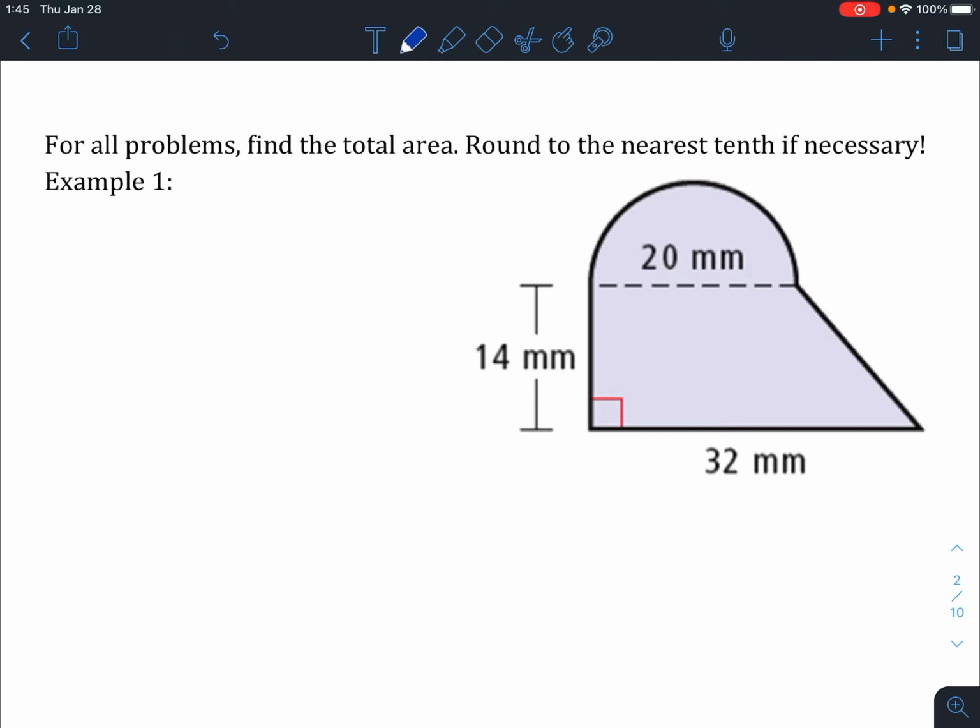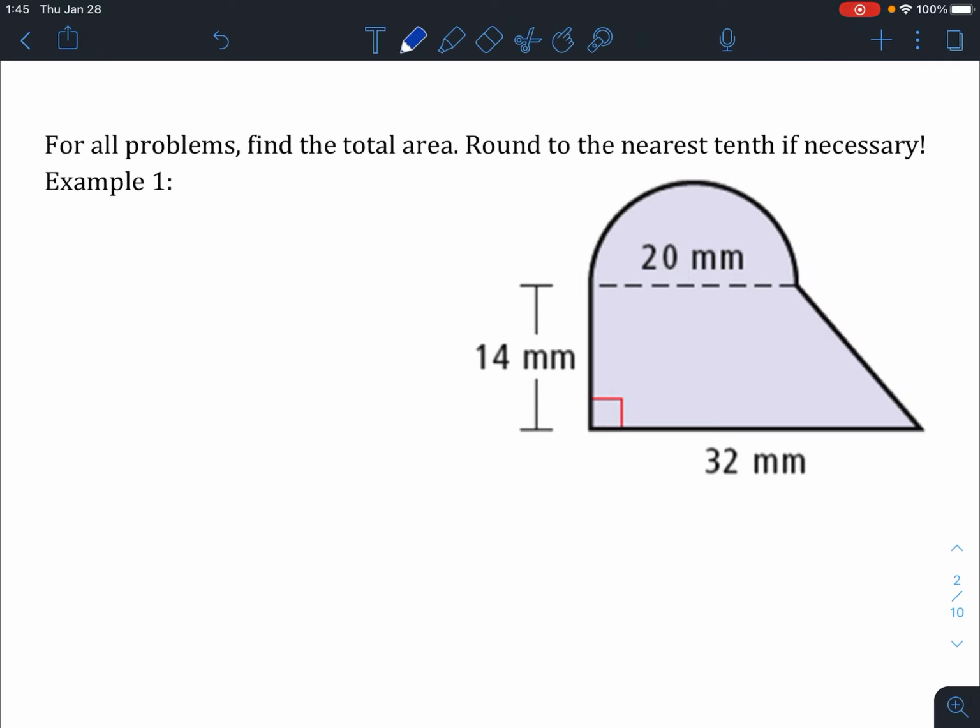So let's jump right into some problems. For all problems, find the total area and let's round everything to the nearest tenth if necessary. All right, so the first one's pretty basic. We should see two shapes. And for all these problems, you want to do it in the least amount of shapes possible. There are some problems you could do in 2 or 3 or 4 or 5 shapes, but if you can do it in 2, that's what you want to do.